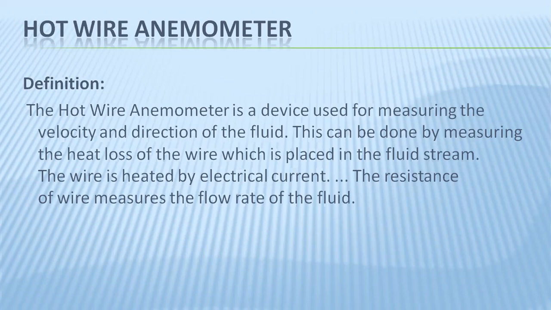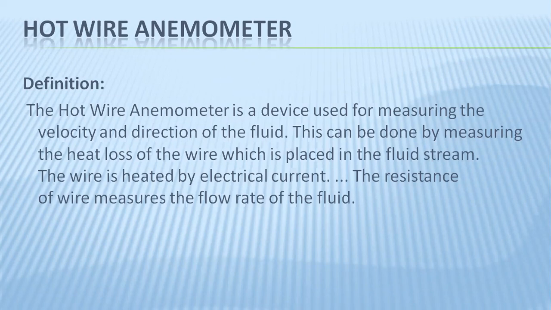The temperature of the hot wire decreases as it comes in contact with the cold fluid. Okay, so the wire is heated by electrical current. The resistance of the wire measures the flow rate of the fluid.